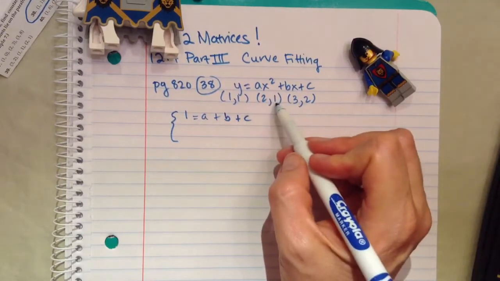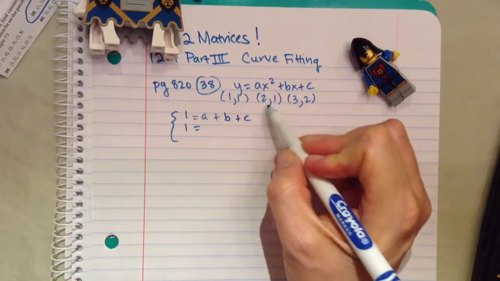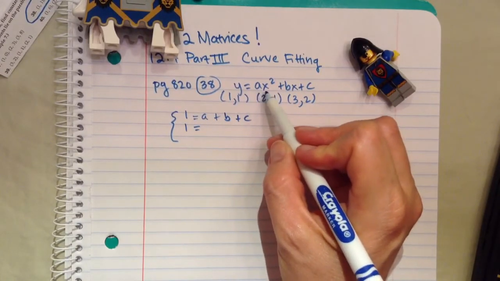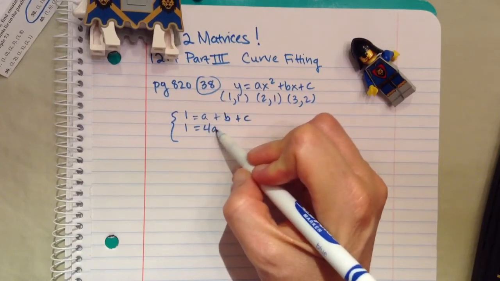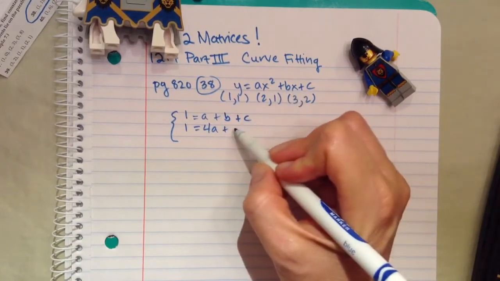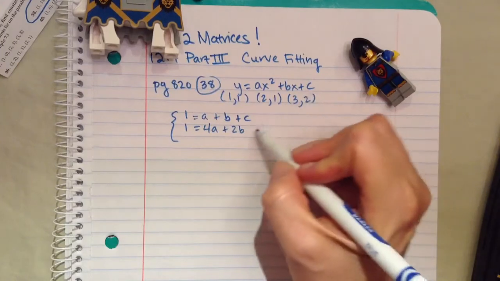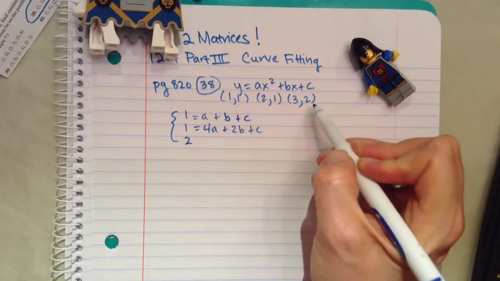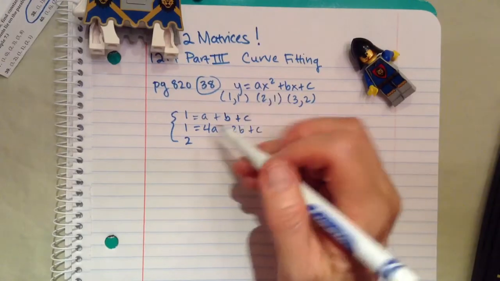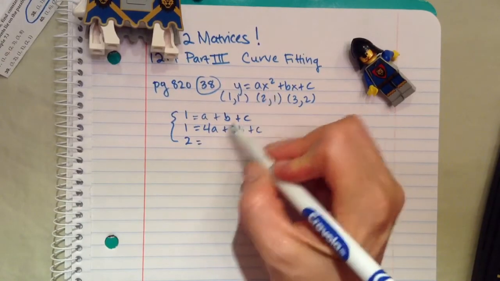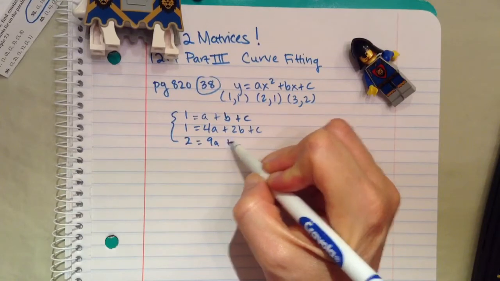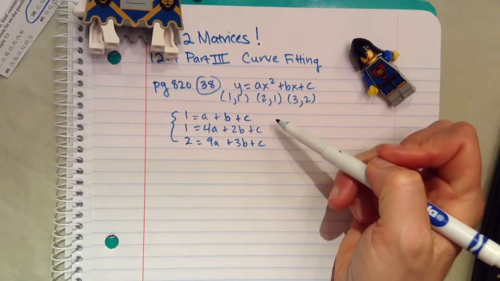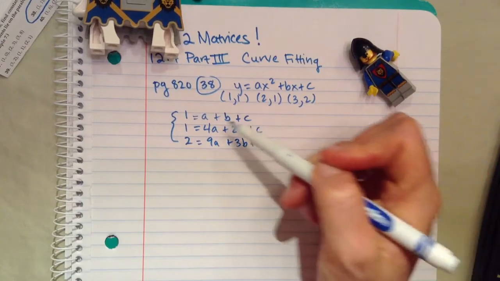The second equation, y is 1 again, but now x is 2, so we'll have a 2 squared, which is 4a, plus b times 2, which will be 2b, plus c. And then our third equation will be 2 for y and 3 for x. So we'll have 9a plus 3b plus c. And now we just have to solve this system of equations for a, b, and c.